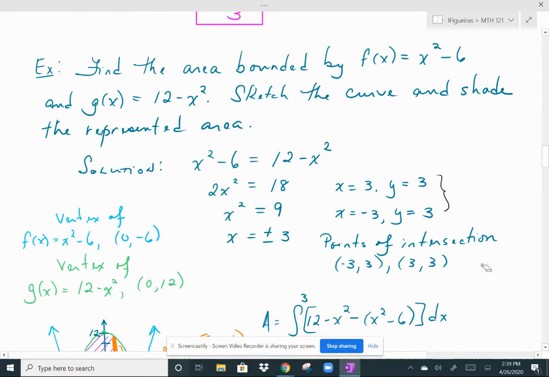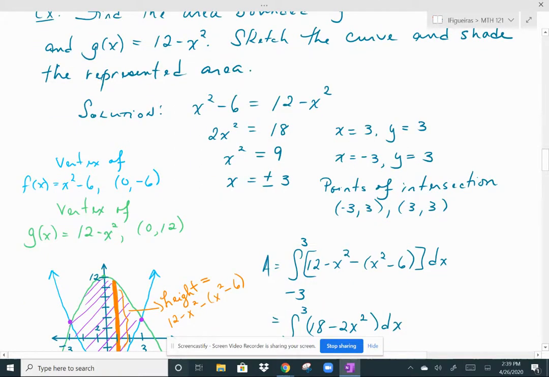Okay, but because they're both parabolas, just like I mentioned before, you're going to want to know what the vertex is for each one. So if you remember anything about shifting, x squared minus 6, that's just a shift of x squared 6 units down. So the vertex is (0, -6). And in this case, 12 minus x squared, that's a reflection of x squared across the x-axis and a vertical shift 12 units up. So your vertex is (0, 12). All right, so you want to make sure that you plot your vertex for each of the parabolas as well as your points of intersection.